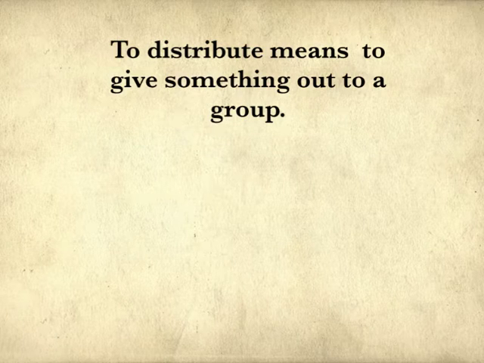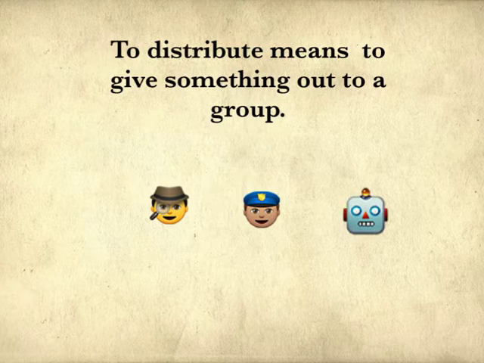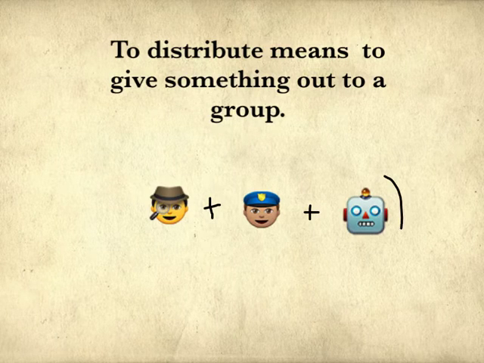The next type of example I like to give is I like to give high fives. So we're going to have a little story where there is a detective, a police officer, and a robot. So they are all together, which means if they're together, we're adding them. And they're a group, so we're going to put them in parentheses.